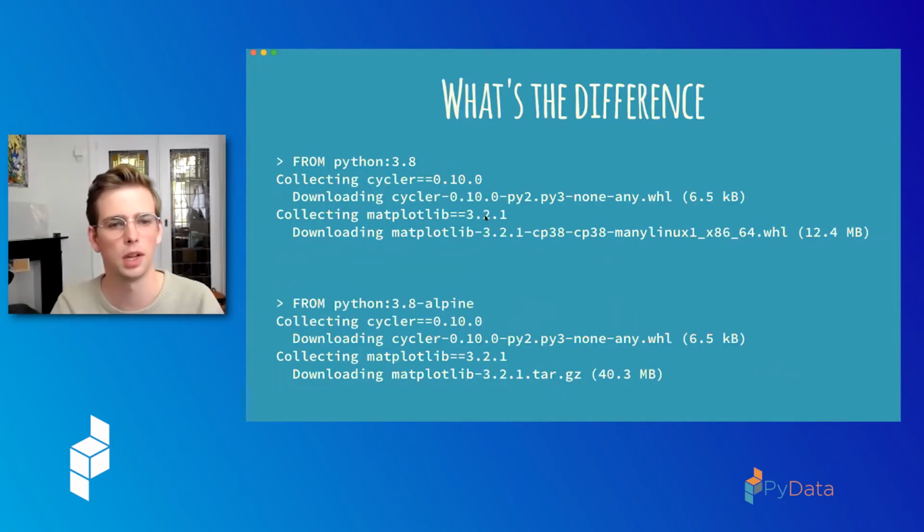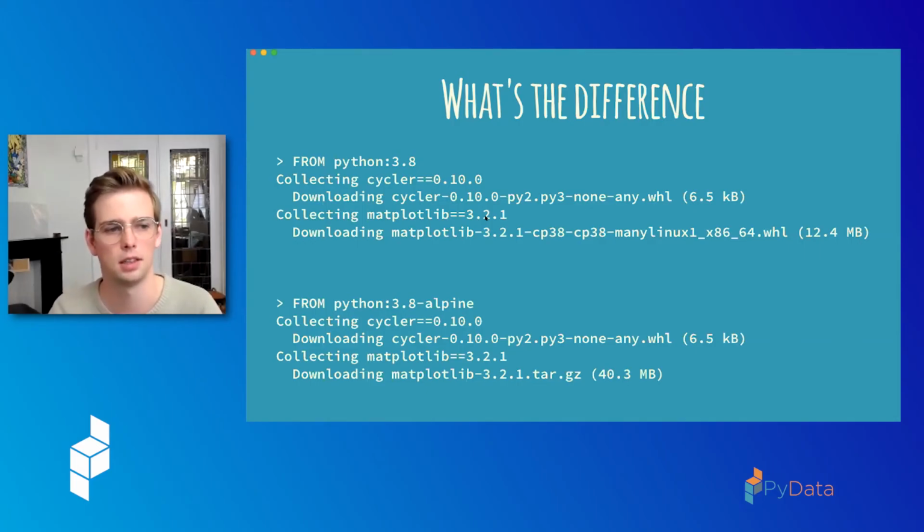So in the top here, we have the build log from installing Matplotlib in Python 3.8. And on the bottom here, we have the build log from installing Matplotlib in Python 3.8 Alpine. And what we see is that there's only a slight difference. The last line is different, right?